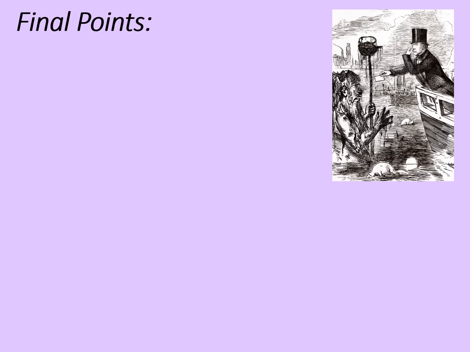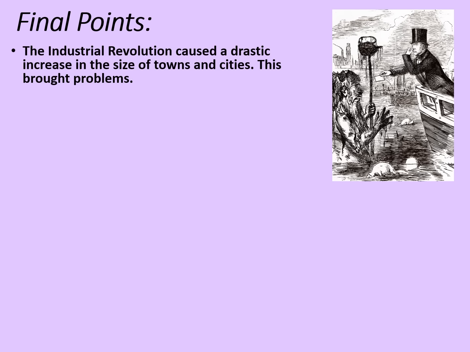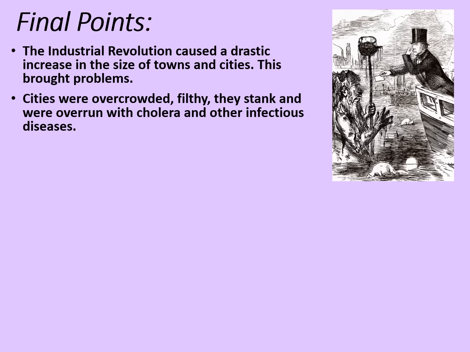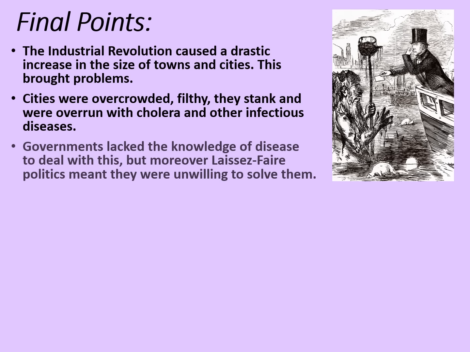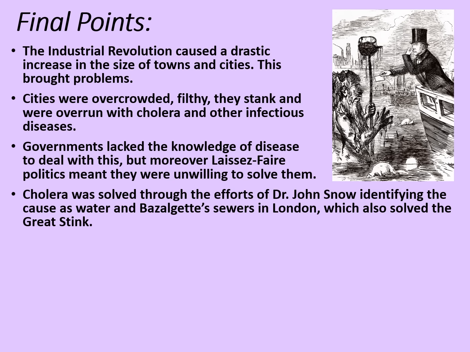A recap of the final points then. The Industrial Revolution caused a drastic increase in the size of towns and cities. This brought problems. Cities were overcrowded, filthy, they stank and were overrun with cholera and other infectious diseases. Governments lacked the knowledge of disease to deal with this, but moreover laissez-faire politics meant that they were unwilling to solve them. Cholera was solved through the efforts of Dr. John Snow identifying the cause as water, well, not that he was listened to at the time, and Bazalgette sewers in London, which also solved the Great Stink.